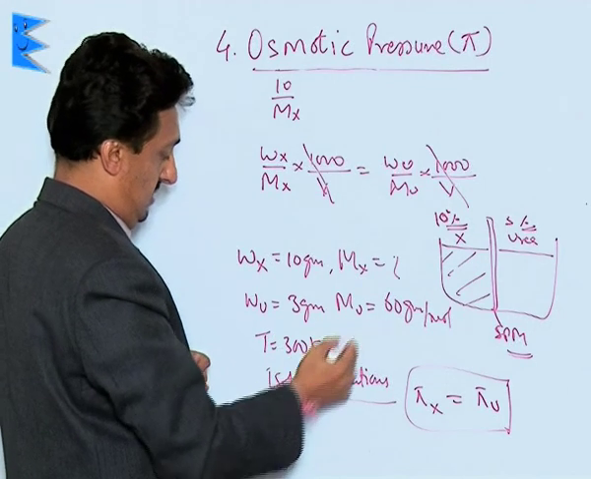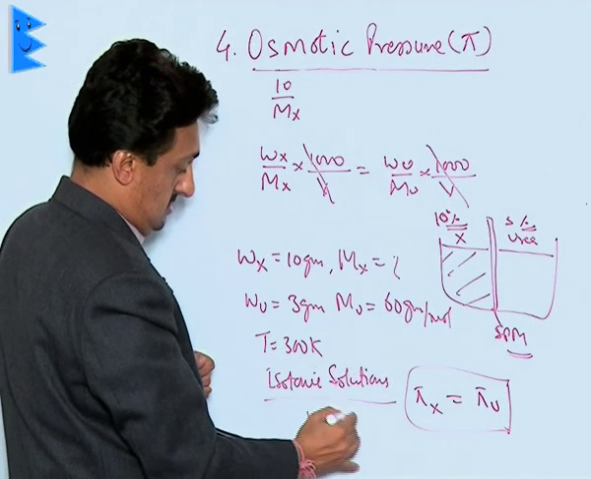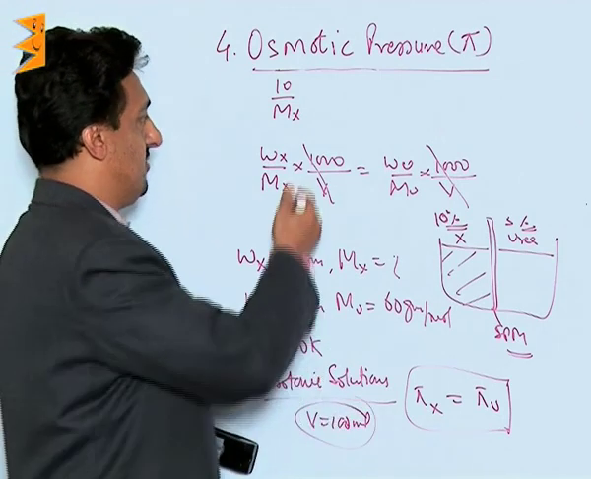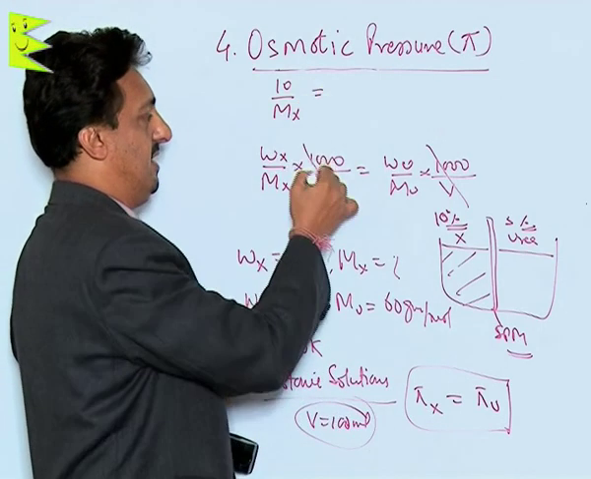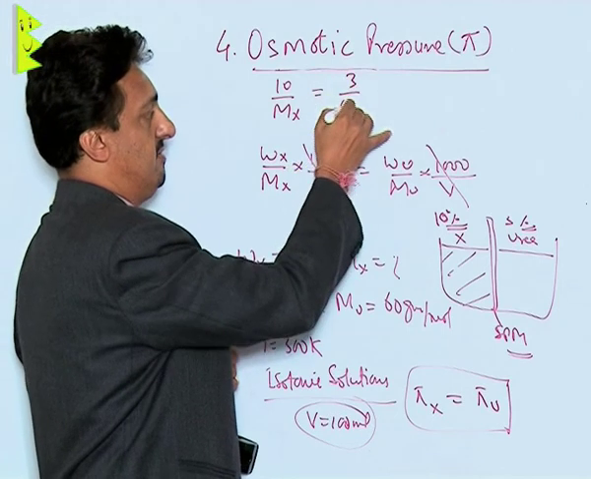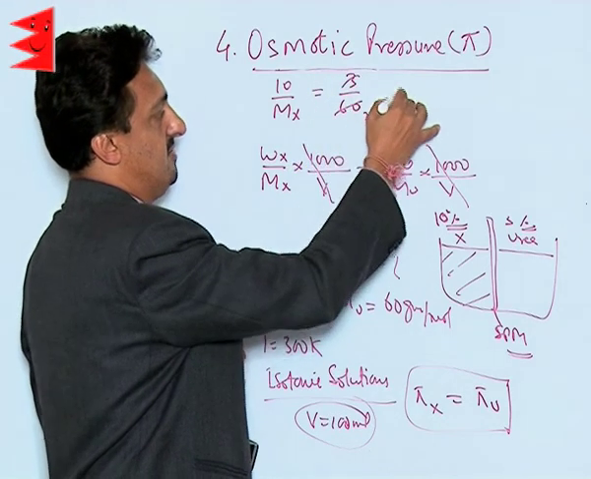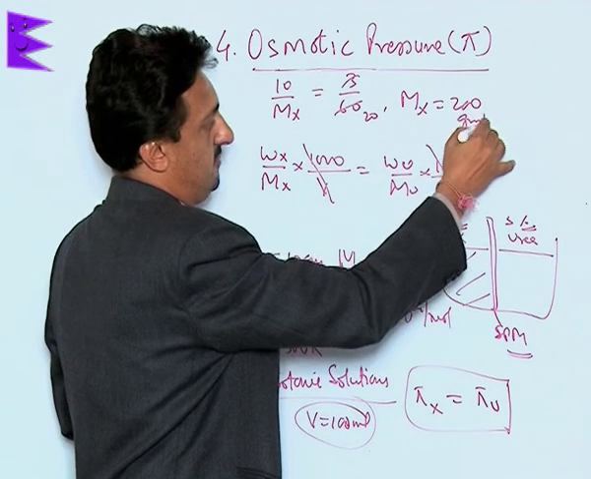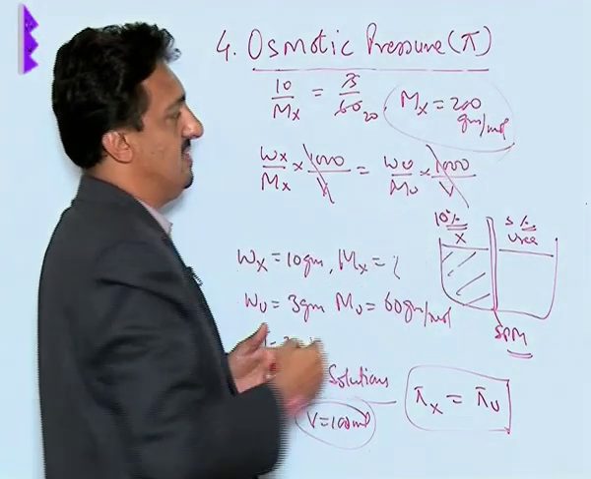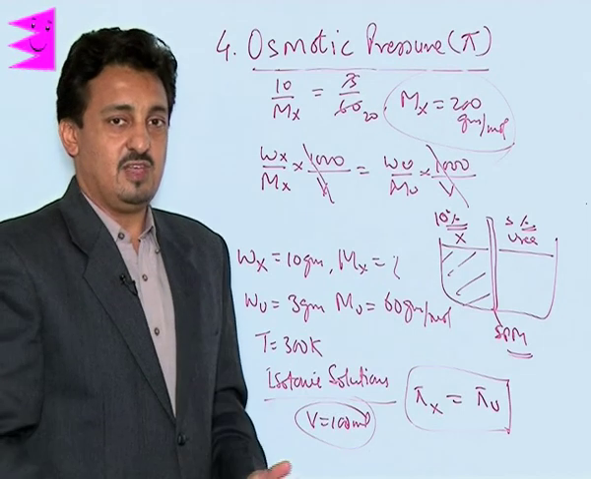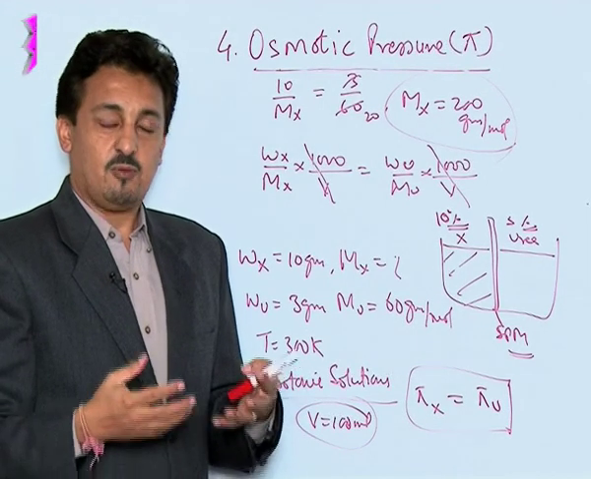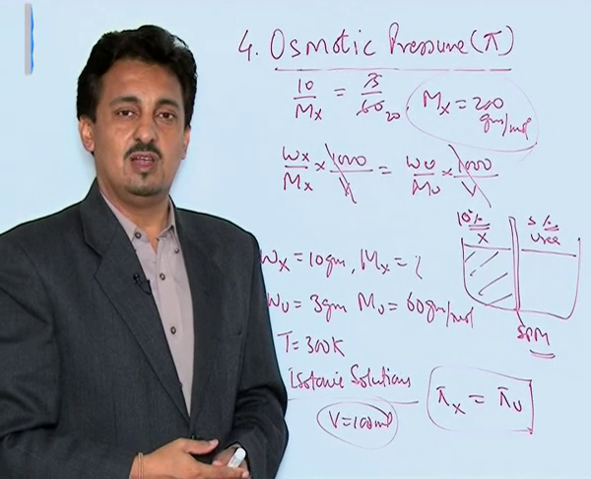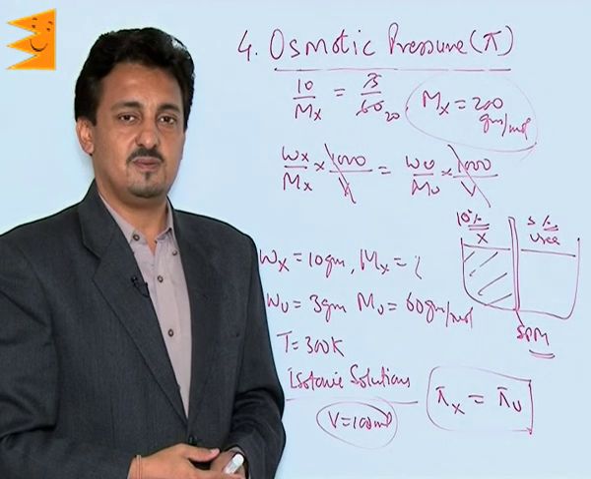It will be same because both are in percentage, so it will be 100. So what we are left with is 10 upon MX, and it is 3 upon 60. So it's 20. So MX therefore is found to be 200 grams per mole. So this is what the answer is, and this is how we can use the colligative property osmotic pressure to find out the molar masses of the non-volatile solutes present in the solution.